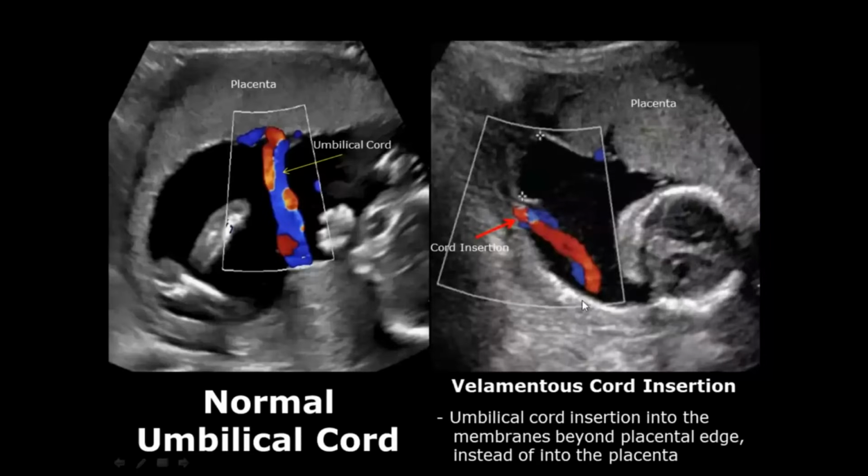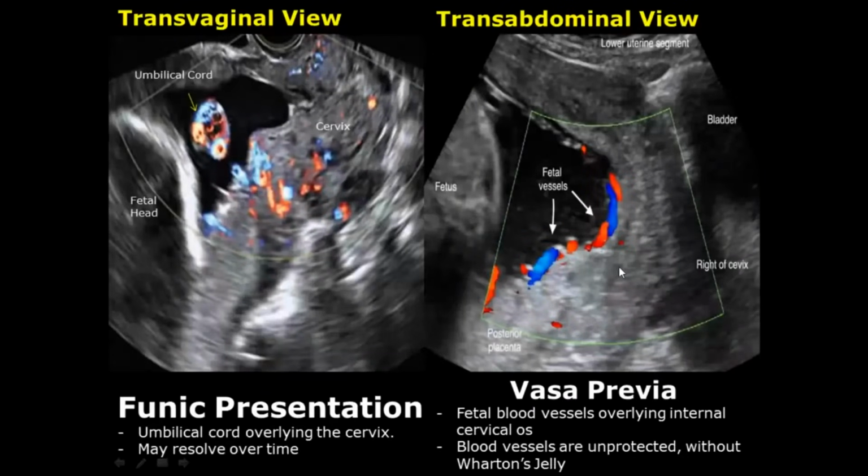In this image, the umbilical cord is inserting into these membranes, and here is the placenta. So this is also a filamentous cord insertion. A vasa previa occurs when there are fetal vessels overlying the internal cervical os. These blood vessels are also not protected by Wharton's jelly.